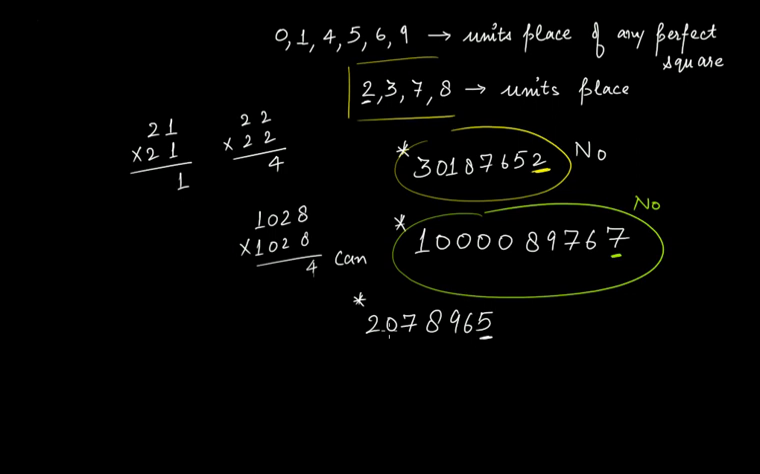So the property is, your perfect square or square number will have at its units place either 0, 1, 4, 5, 6 or 9. It will not have 2, 3, 7 or 8.